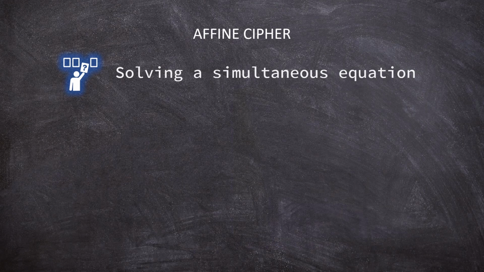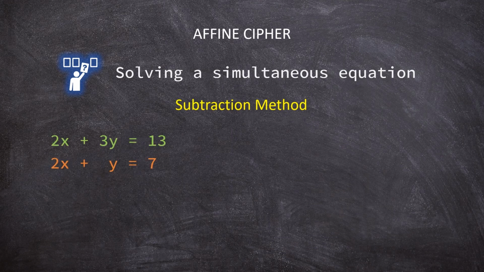The method we'll be most interested in today is called the subtraction method. This method is only effective when both equations happen to contain a similar term. We can use subtraction to eliminate this term and isolate the other unknown variable. Here, in this example, 2x minus 2x equals 0, thereby eliminating it. 3y minus y equals 2y, and 13 minus 7 equals 6. If we solve for y, we get the answer 3.